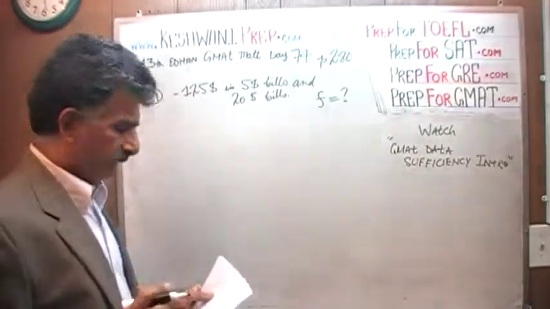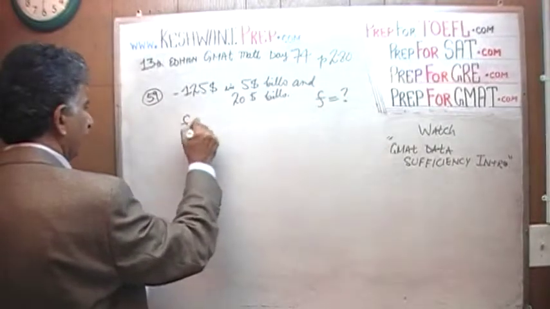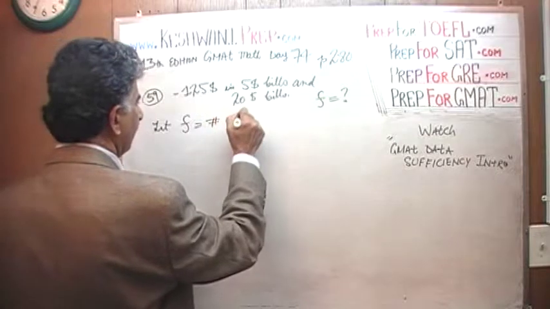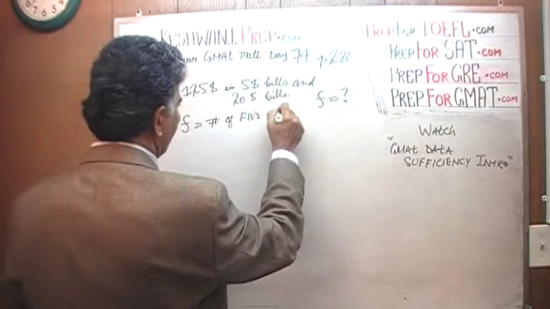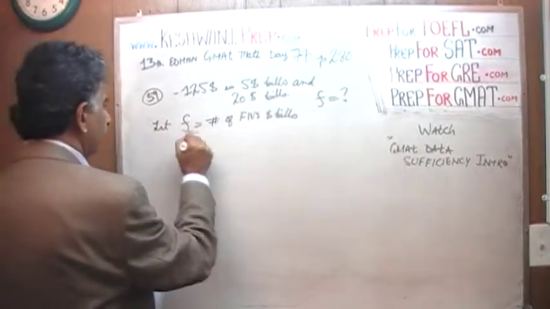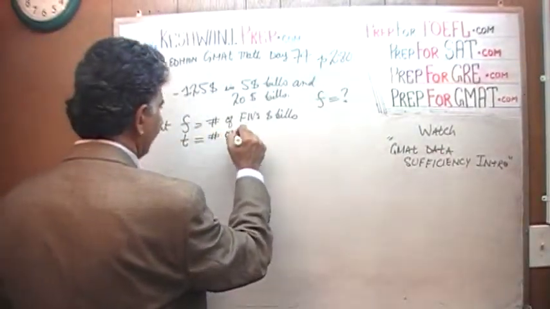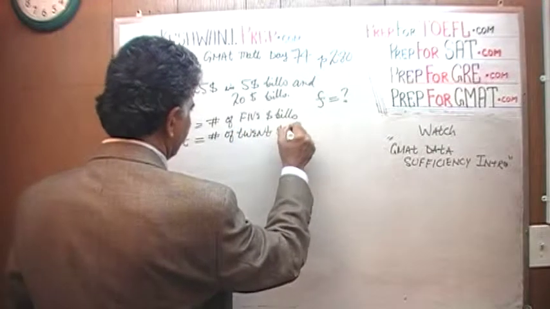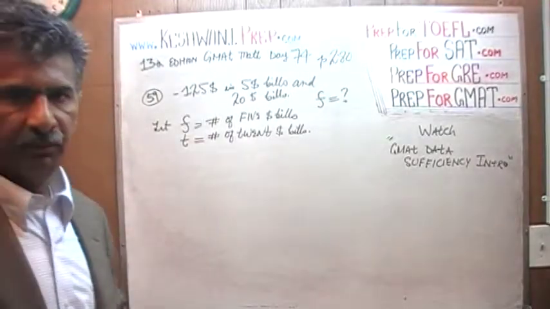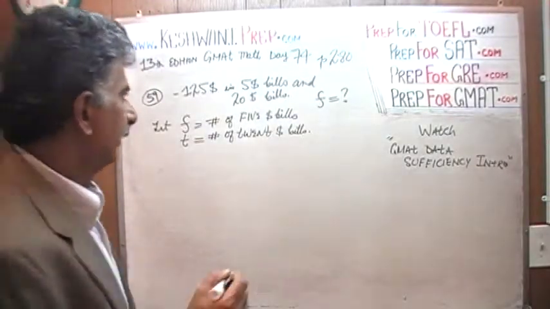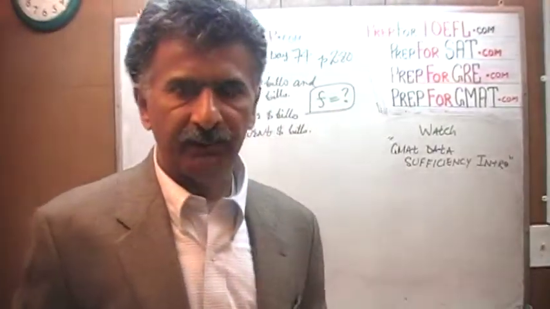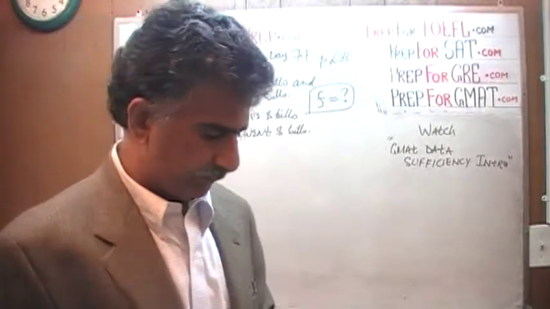I'm using the letter F here. Let F be the number of $5 bills, F for 5, and let T be the number of $20 bills. So based on that terminology, the question simply is, what is F? In other words, they want to find out how many $5 bills we have if we have $125. Let's see what the problem says.